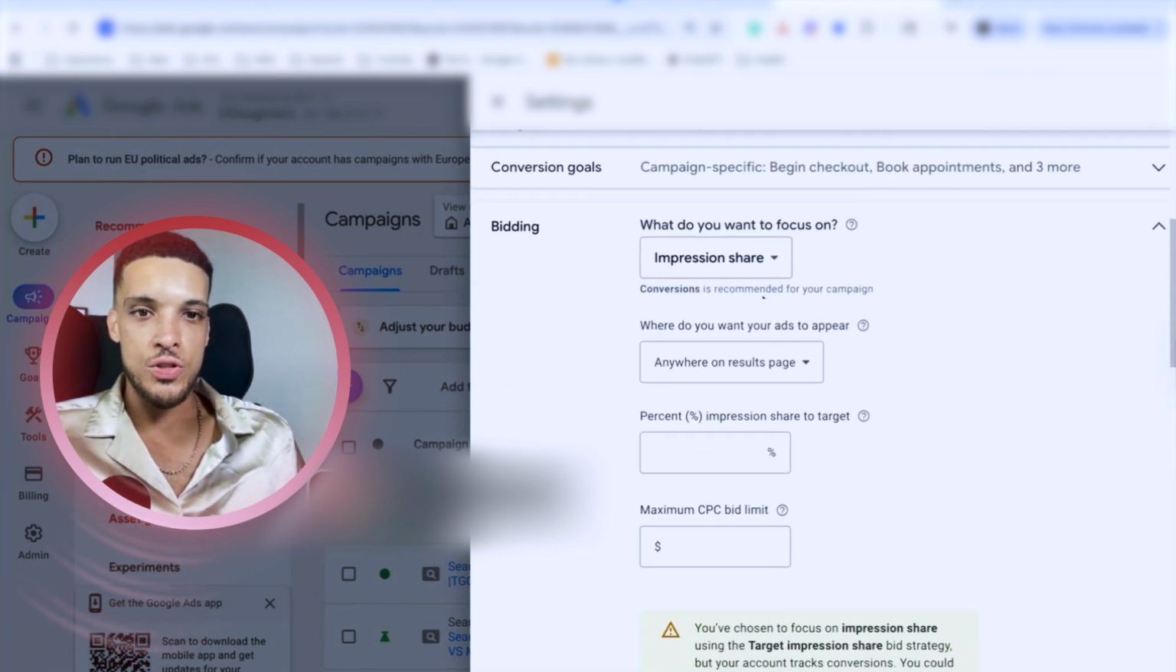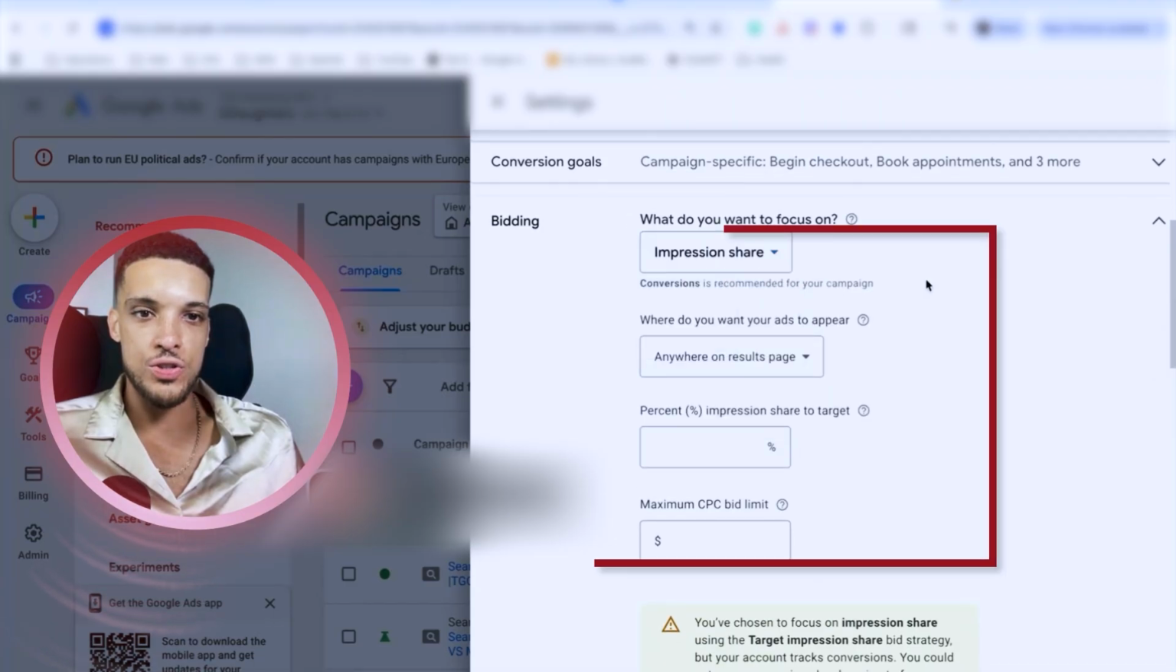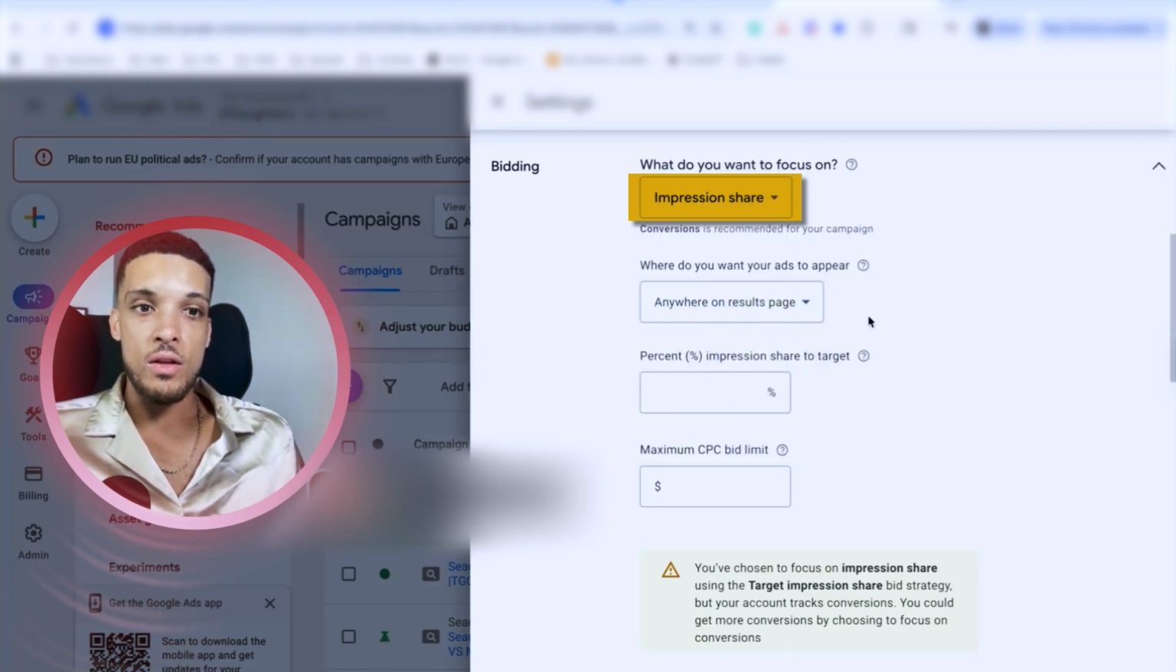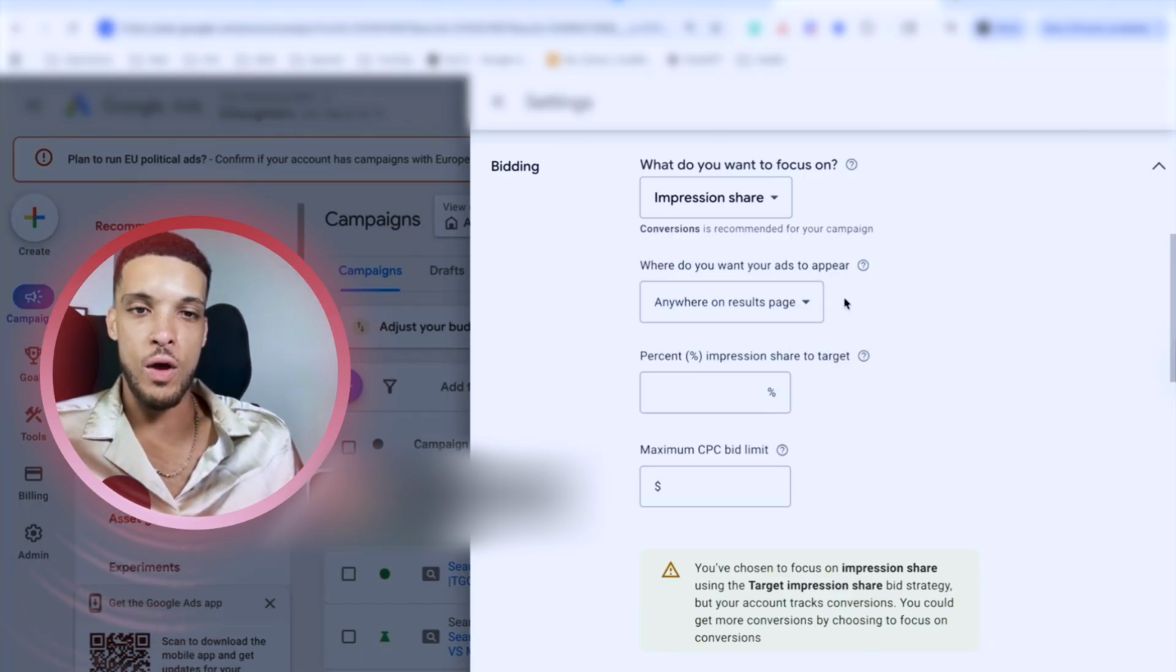So you can see in the bid strategy settings, it would say impression share, and you have the option of anywhere on the results page. This would essentially be, it can be below at the very bottom, it can be in 3, 2, and it's almost like never 1. So this is very unhelpful. If you actually want to see results on ads, you want to show up at the very top of the page, at least if you're going to be doing a bid strategy with this.